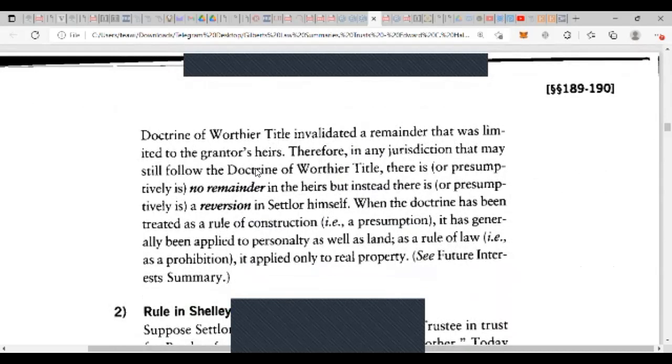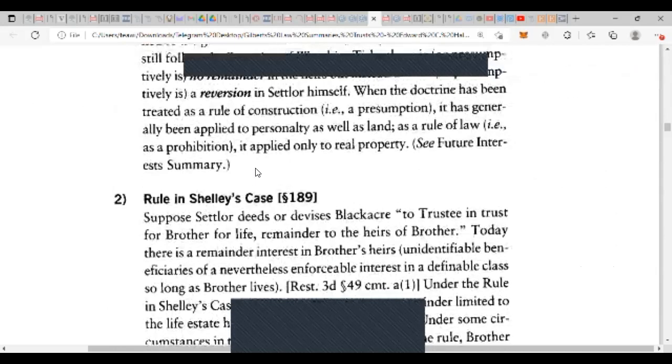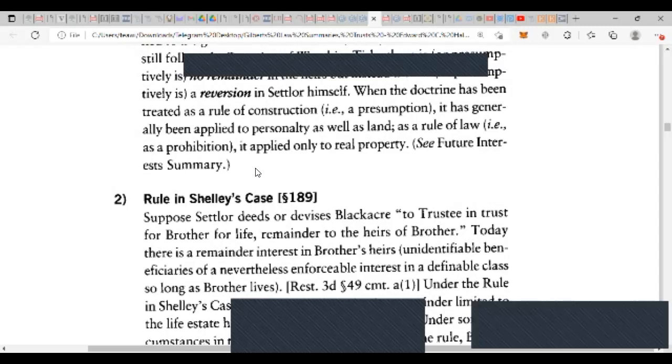When the doctrine has been treated as a rule of construction, i.e. a presumption, it has generally been applied to personalty as well as land. As a rule of law, i.e. as a prohibition, it applied only to real property. See future interest summary.